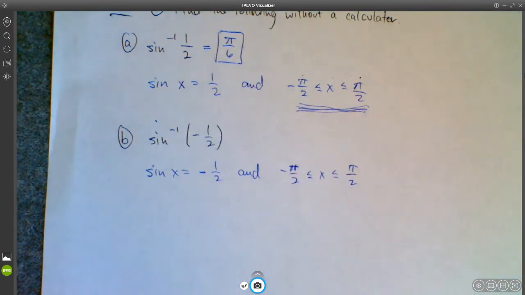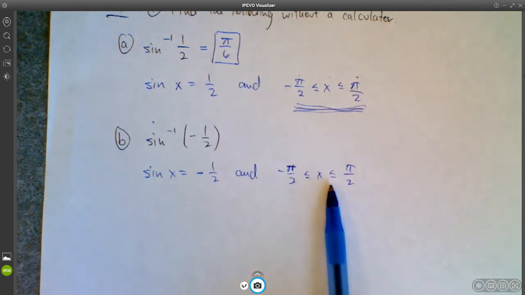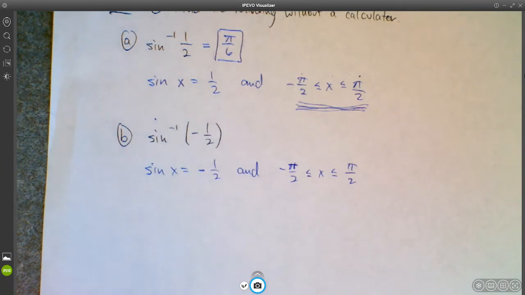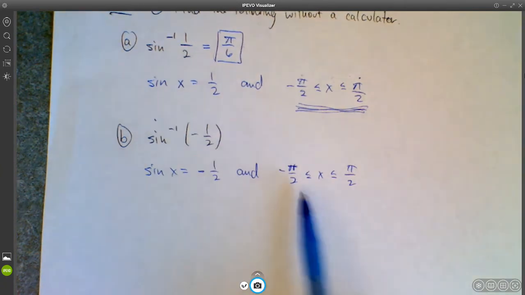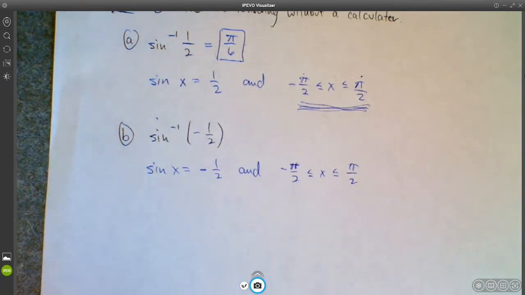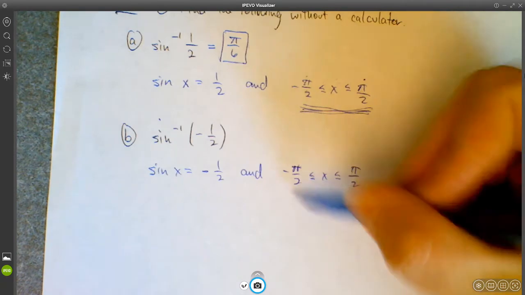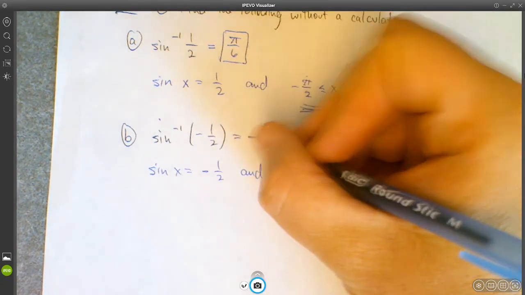Well, there are a whole bunch of values such that sine of that value is equal to negative 1/2. For example, sine of 7 pi over 6 is negative 1/2. The problem with 7 pi over 6 is that it doesn't live within this region. By the same token, sine of 11 pi over 6 is equal to negative 1/2, but 11 pi over 6 is not in here. What is in here would be negative pi over 6. Sine of negative pi over 6 is equal to negative 1/2, and negative pi over 6 lives within this interval. So sine inverse of negative 1/2 is negative pi over 6.